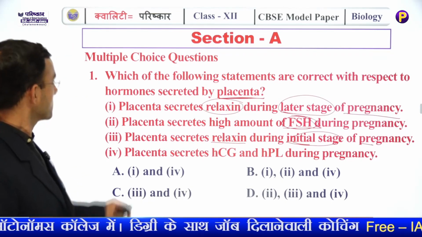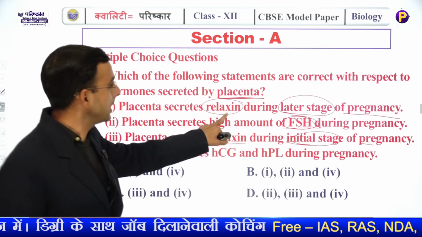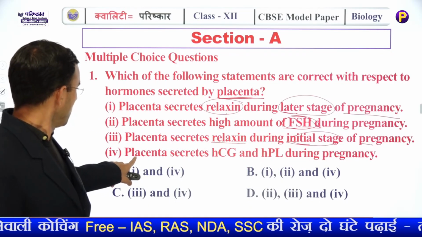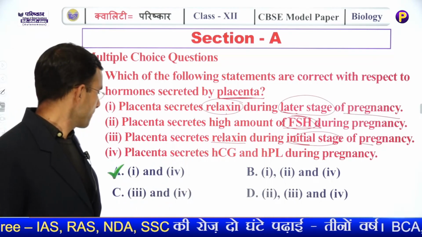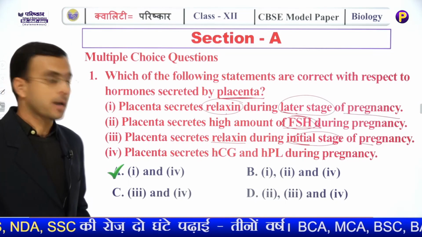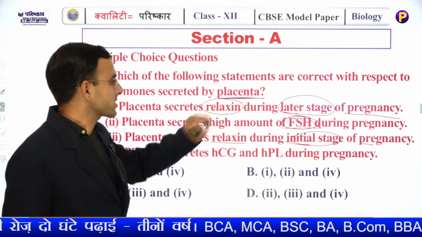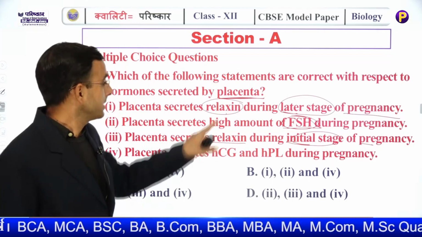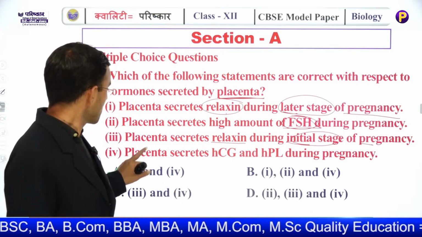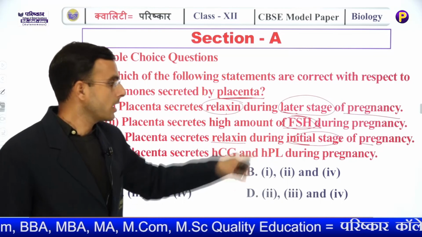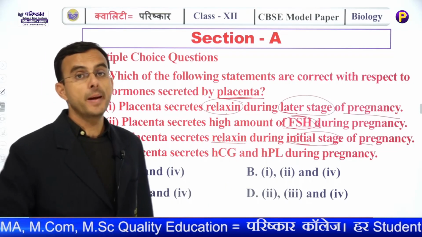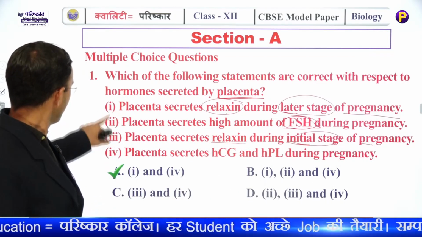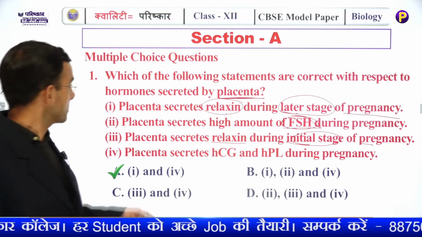The correct answer is that the placenta secretes relaxin during the later stage of pregnancy, and the fourth one, the placenta secretes HCG, so options 1 and 4 are correct. Why? Because the relaxin hormone plays an important role in parturition. The second one is HCG, which is secreted by the placenta to maintain the pregnancy. Because of that, the first and fourth options are correct.